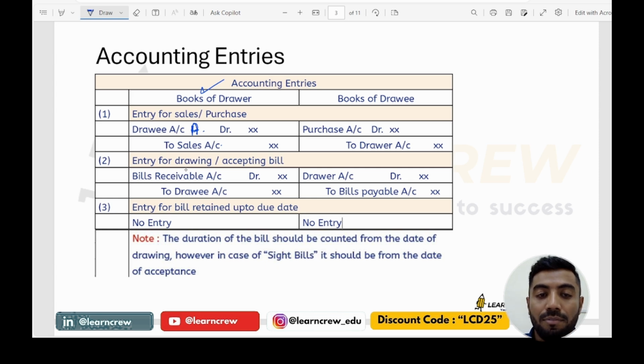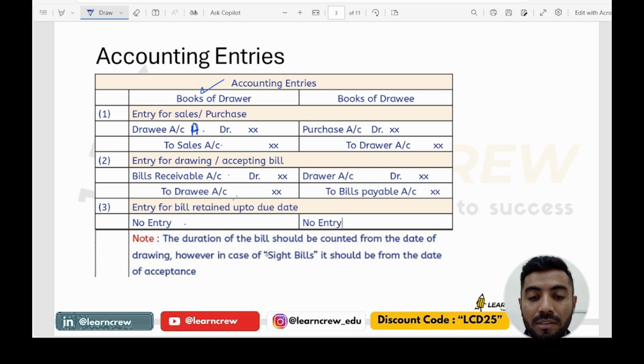Entry for drawing and accepting the bill. When the drawee accepts the bill, you'll be receiving bills receivable, right? So bills receivable is debited. Credit, drawing. Here, drawing is credited. So instead of the drawee's account, you'll be receiving a bills receivable account. And entry for the bills retained up to due date: if your bills are being retained up to due date, no entry is recorded.